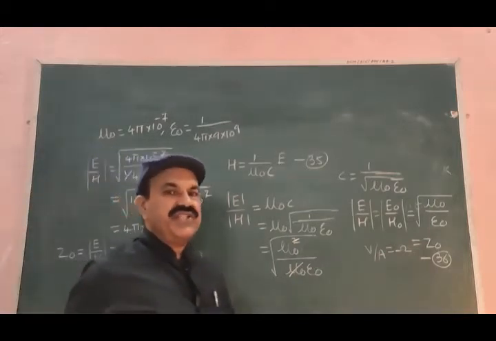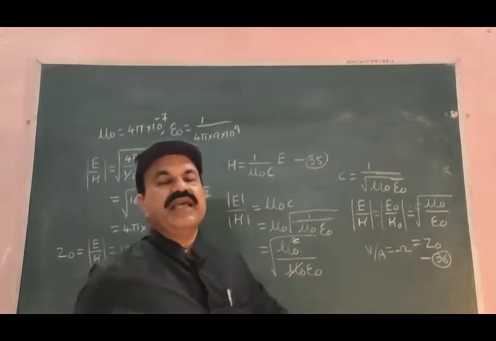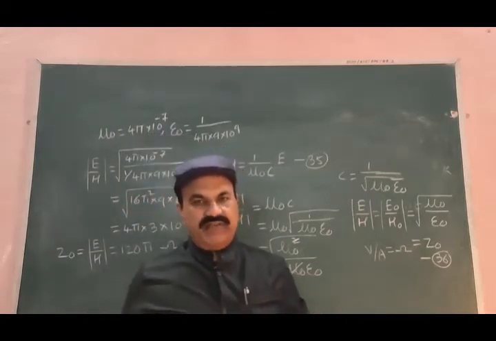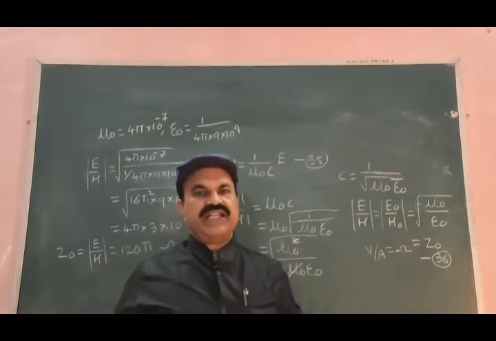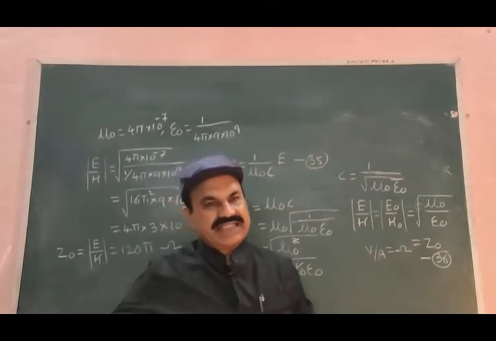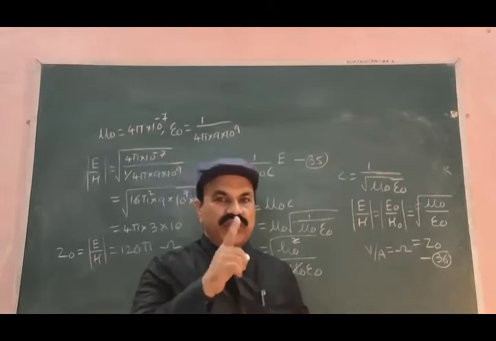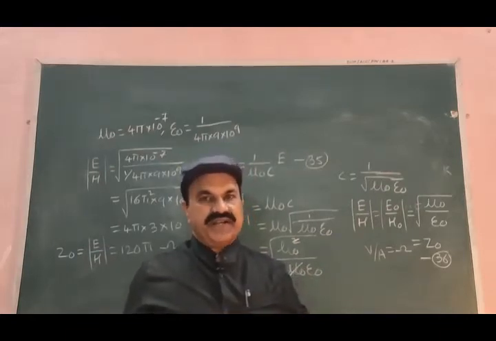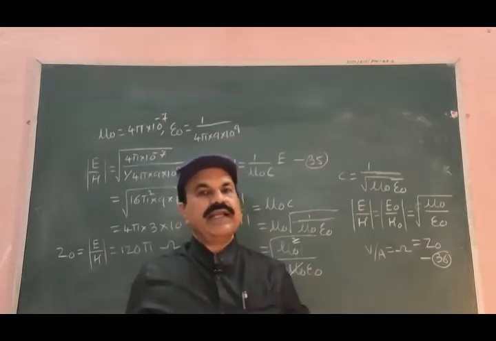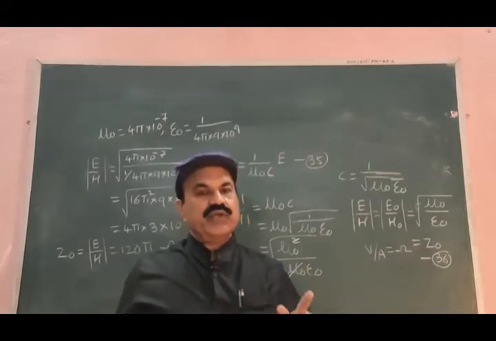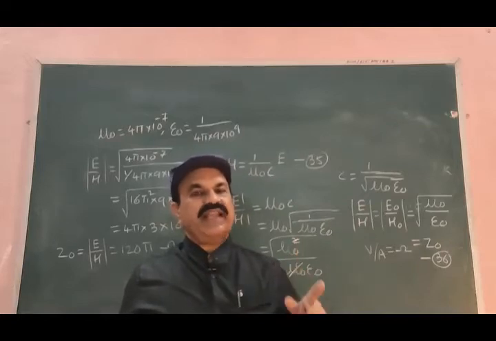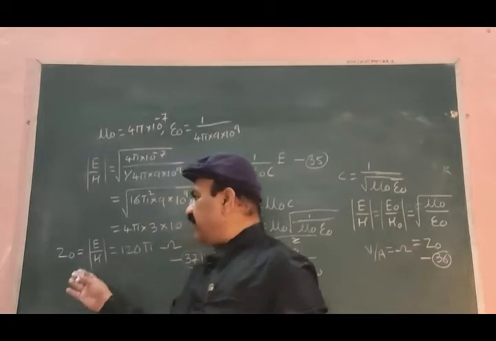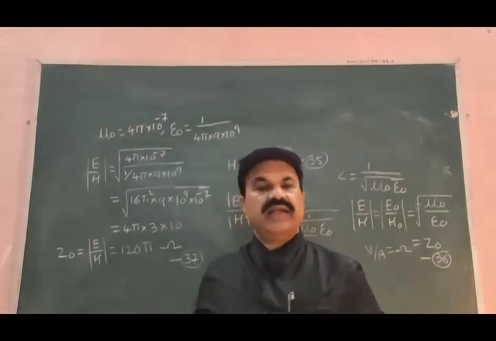This impedance Z0 is known as the wave impedance of free space. Whenever a plane electromagnetic wave is transmitted through free space, the wave impedance offered by the free space to the propagation of the plane electromagnetic wave is 120 pi ohm.